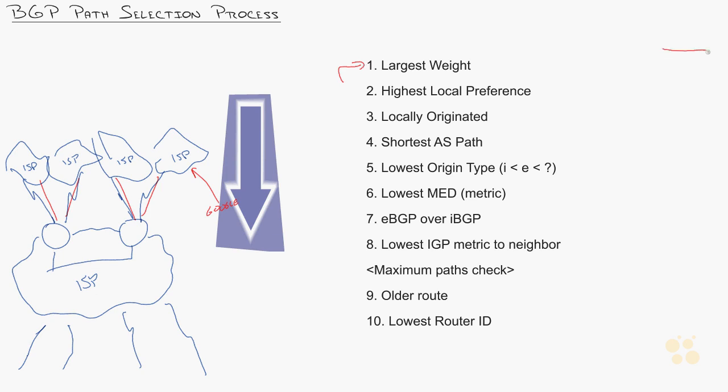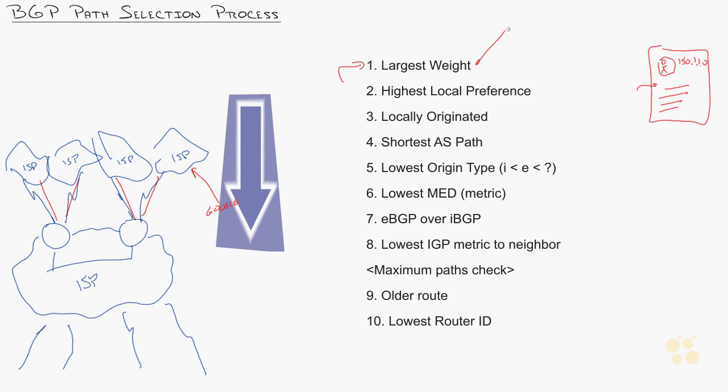So again, I don't know why I keep thinking of World of Warcraft. You've got your little character right here. Here are all the attributes, but instead of a character, it's the route 150.1.1.0, right? So we've got this route. What is the number 1 attribute that's going to win? It is the weight.